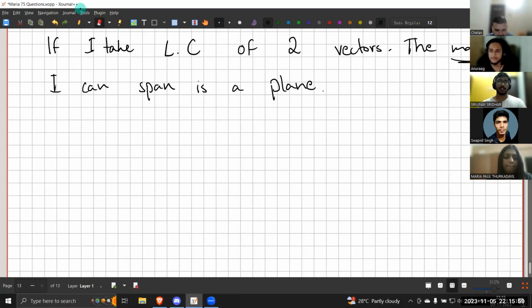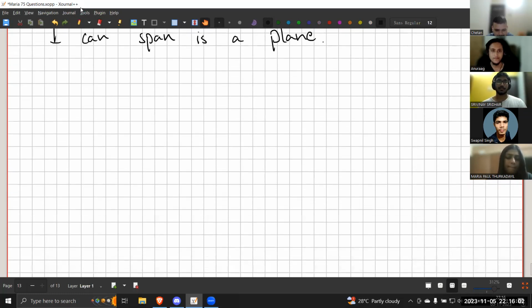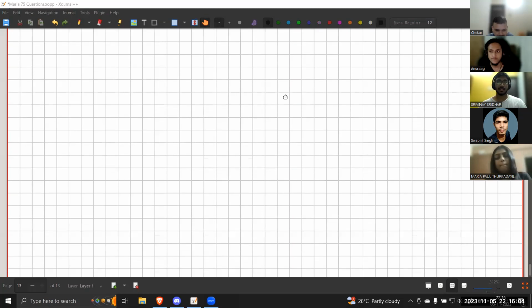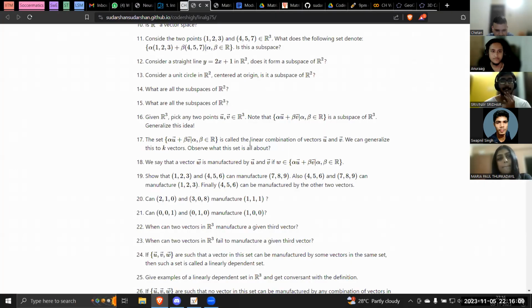I think they keep coming as the questions have all these things hidden inside them. So it's nice that you all noticed that given any two vectors, the maximum we can span is a plane. It's a good thing to keep in the back of your mind. The set alpha u plus beta v, where alpha and beta are real numbers and u and v are vectors, is called the linear combination of the vectors u and v. Sir is just defining the linear combination of two vectors here in this question.